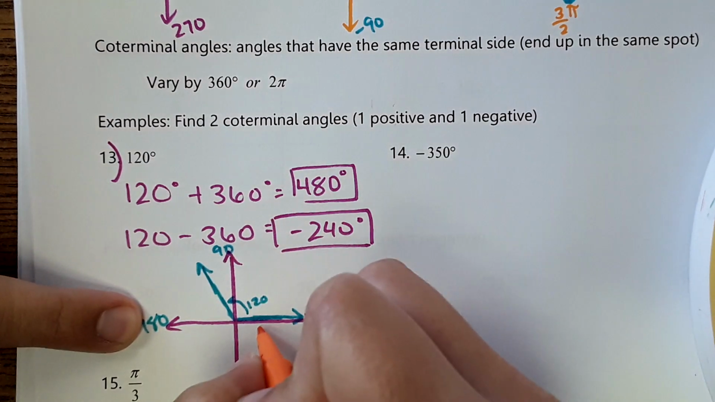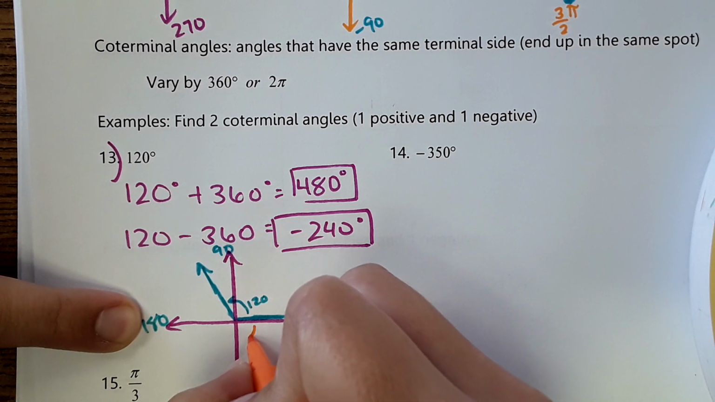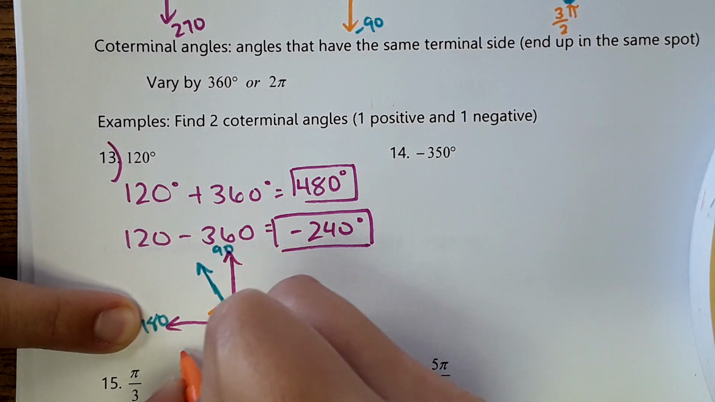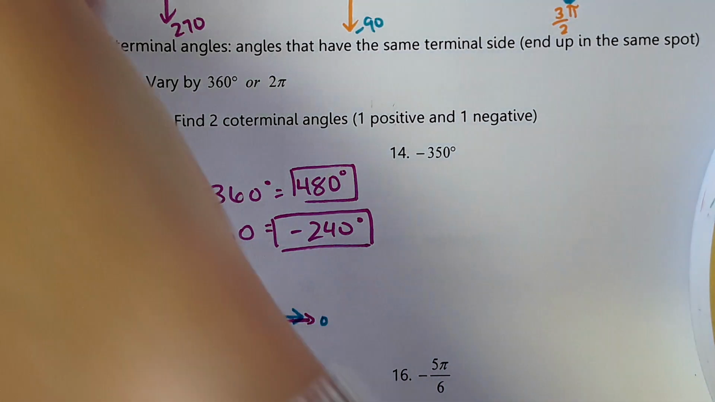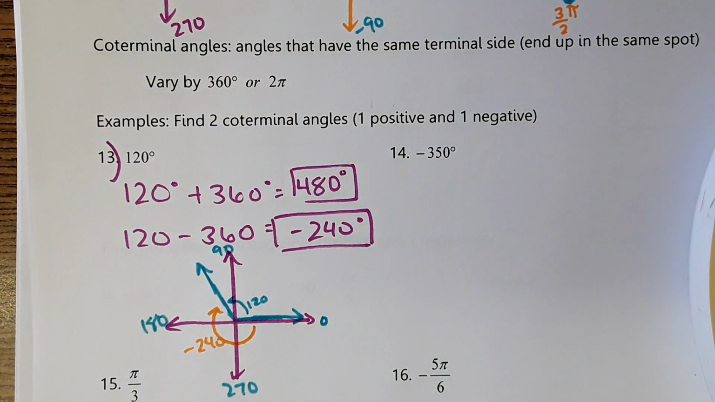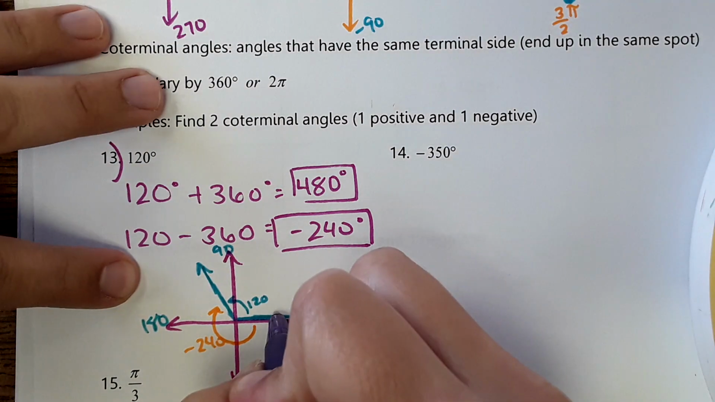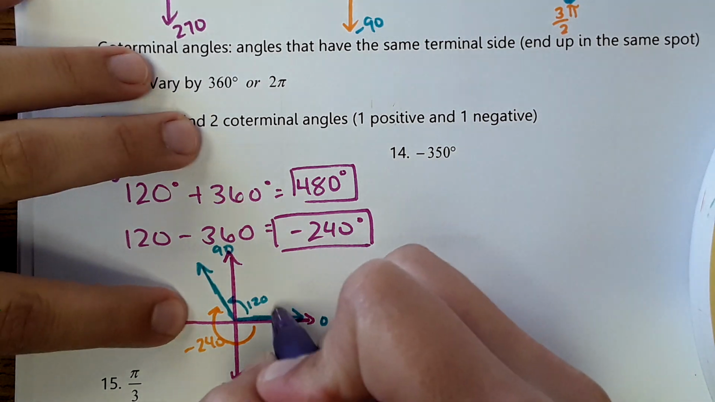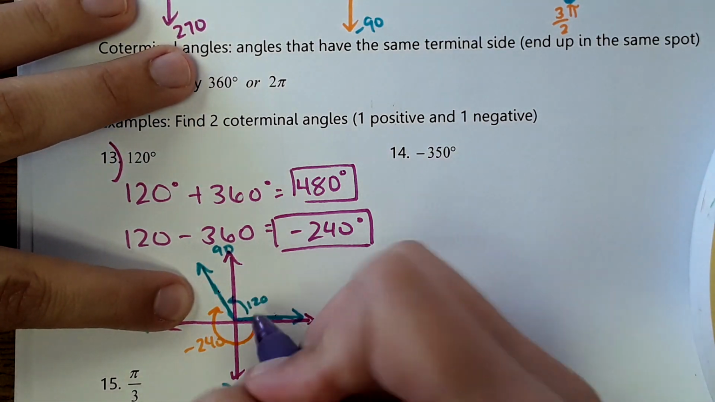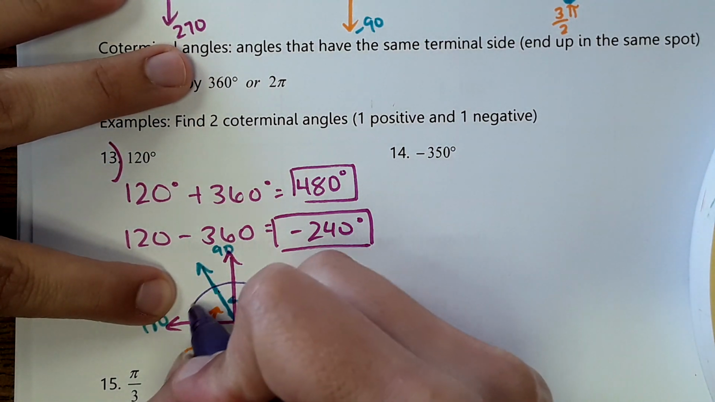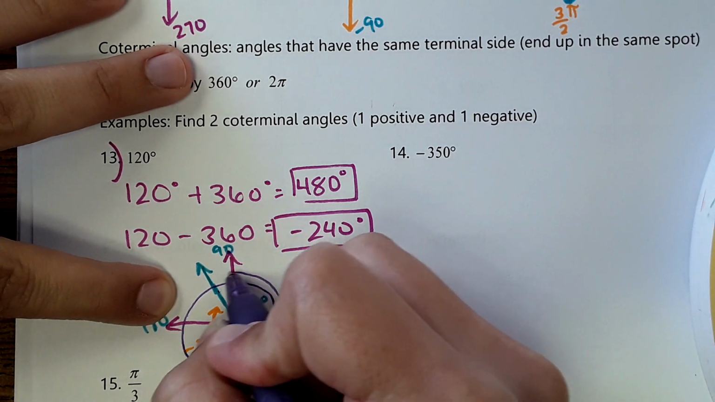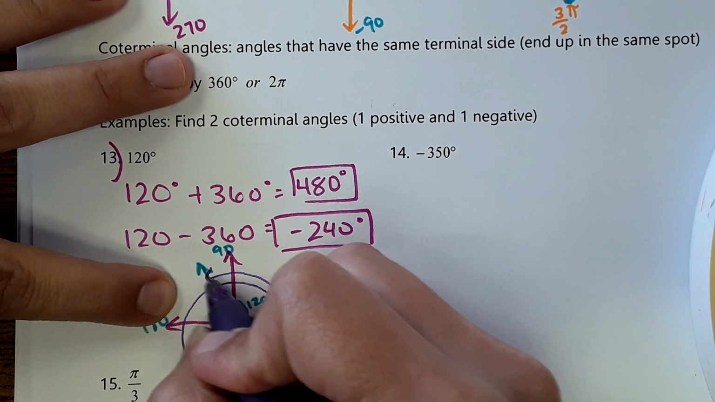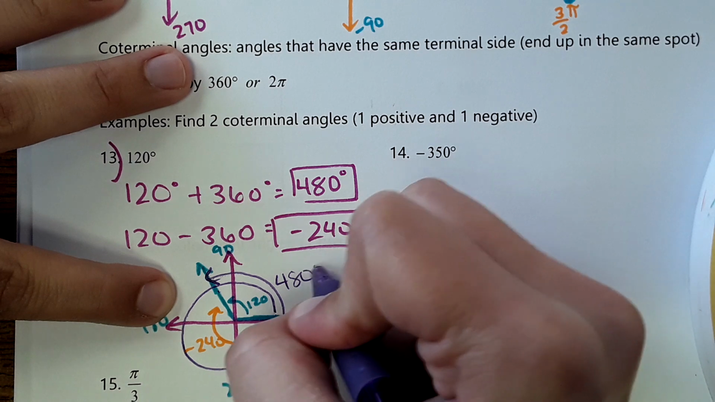So negative 240, if you start from this angle and go to negative 240 around here, it would end up at the same spot. And with the 480, if you start here, you go all the way around once, and then an additional 120, it'll land at the same spot. So this would be the 480 degrees.